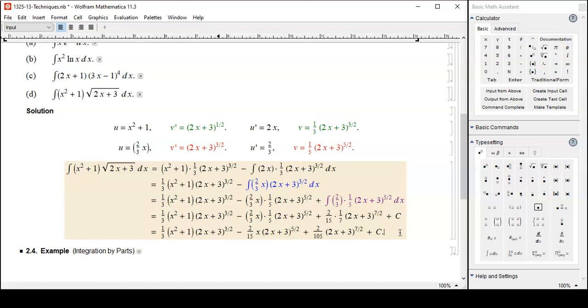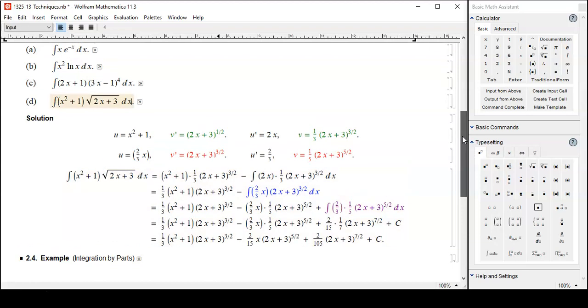So basically, by applying integration by parts twice, we reduced this integration into 3 easier integrals. From green, v prime to v, and then red, v prime to v, and then purple, this one to that one.